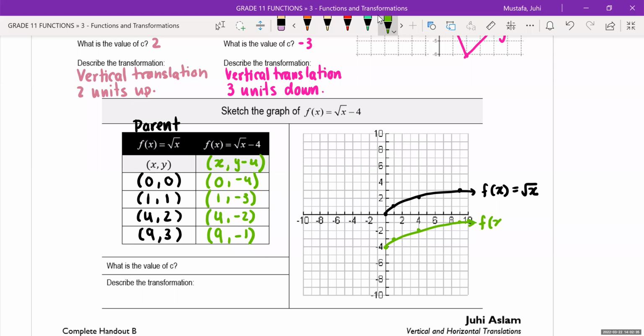And we label it f of x is equal to root x minus 4. The value of c is negative 4, and describing this, we're just going to say it is a vertical translation 4 units down.